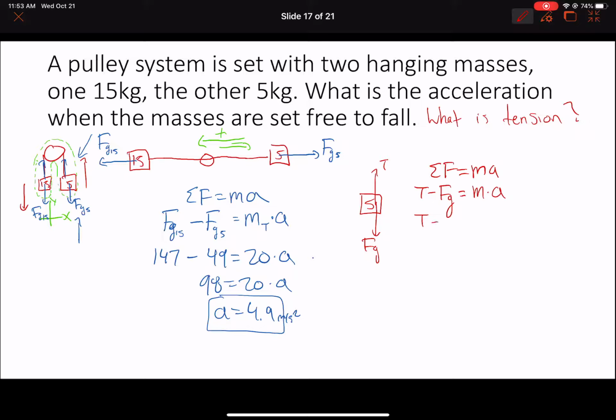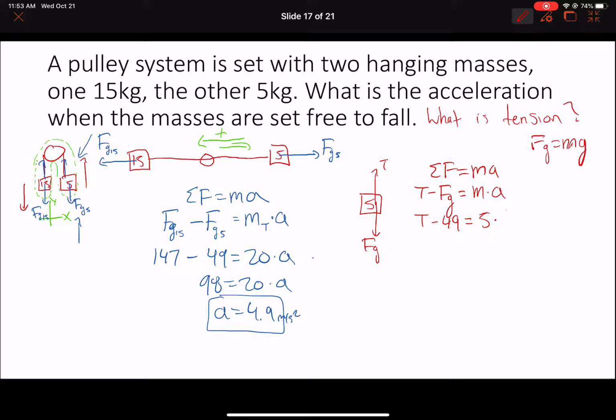My force of gravity for just that block is 49. Again, if you don't know, Fg equals mg. Our mass is 5. Our g is 9.8, so we just multiply and we get 49. Our mass is just the mass of this block. We're isolating this block because we want the internal force, and so it's just 5 here.